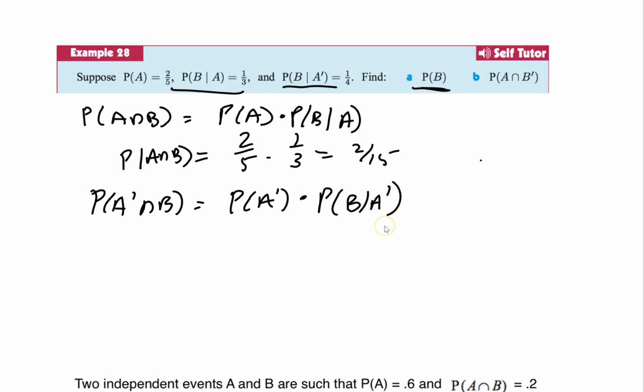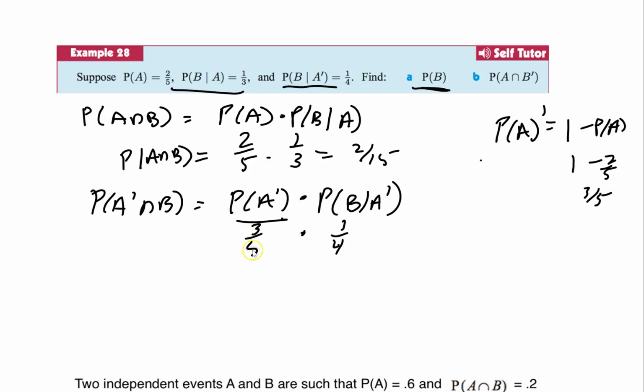Now again, there's a couple things we know. I know this one, they gave it to me, 1/4. I should know this one, right? If I know what A is, I can figure out what not A is. That's 1 minus probability of A. So 1 minus 2/5, also known as 3/5. So I know this one also. Multiply together, I get 3 out of 20.